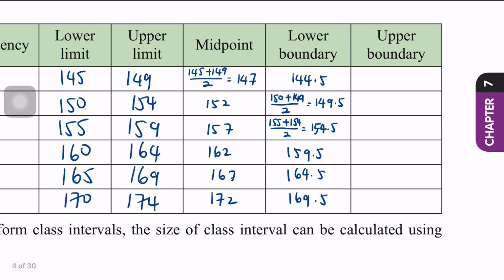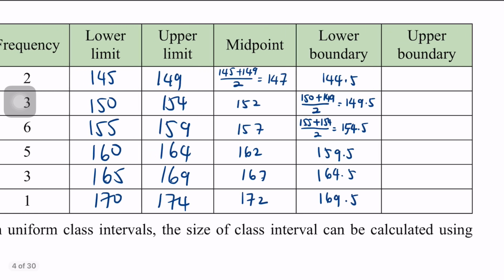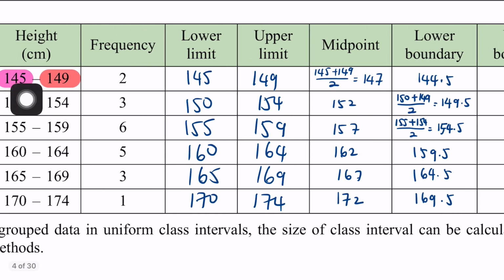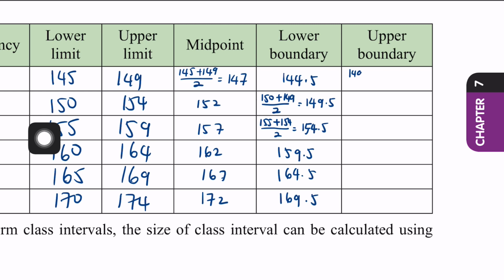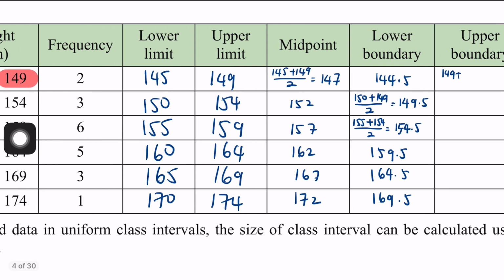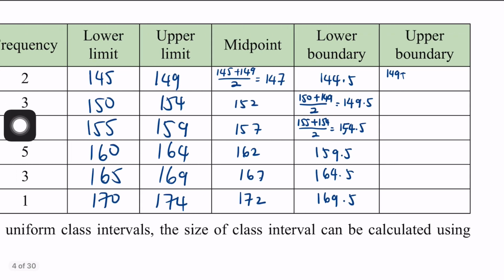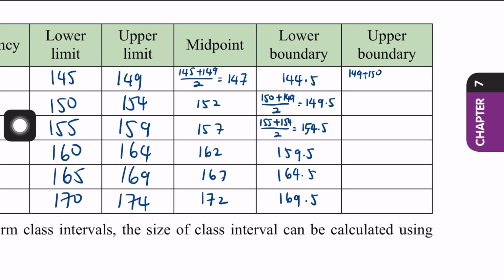Okay, next upper boundaries. Upper boundaries pun sama. So kita kena ambil upper limit kelas yang kita nak tu. So kita ada 149 plus lower limit kelas selepasnya 150, plus 150 divide by 2. Dan kita akan dapat 149.5. Okay, so daripada sini awak akan nampak pattern dia. Upper limit kita just tambahkan 0.5.